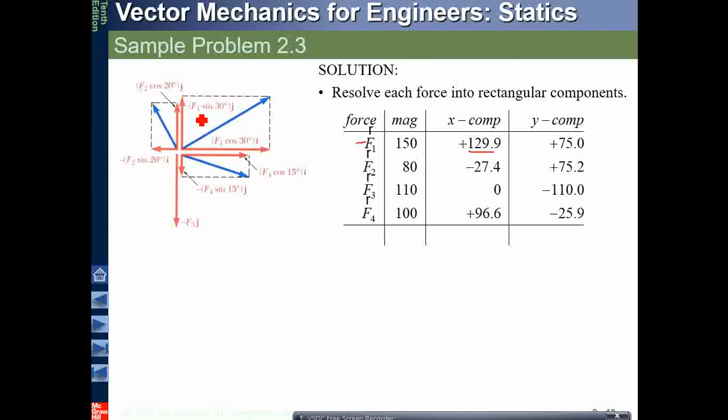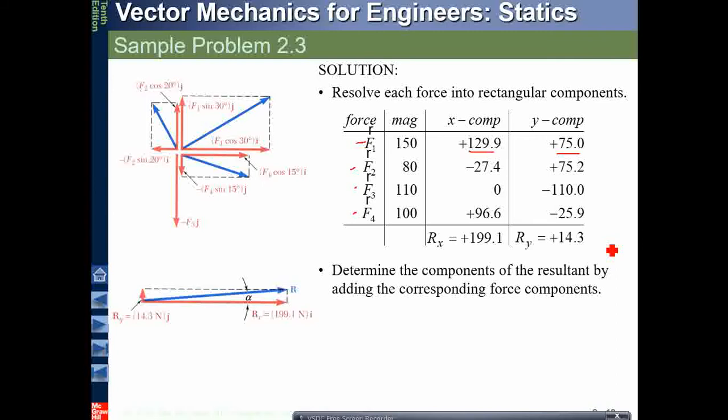Y component, 150 times sin theta, calculate and add up here. Then use it for F2, F3 and F4. Just make this table, this will be comfortable and easier for you. And then you can write the sum of all these components in the x direction, and all these components in the y direction.